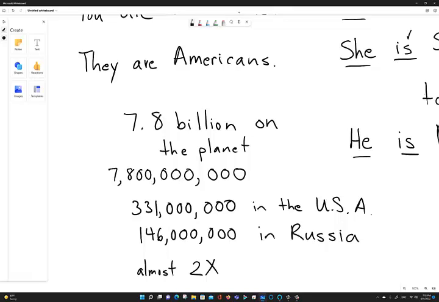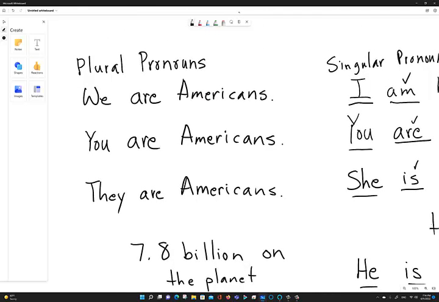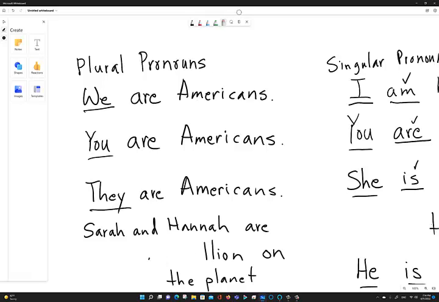Be serious, little girl. Now, these are plural nouns, okay? We are Americans. Do you know what we, you, and they are? They refers to two or more people. If I say Sarah and Hannah are Americans, and I want to use a pronoun to substitute Sarah and Hannah, I say the word they.